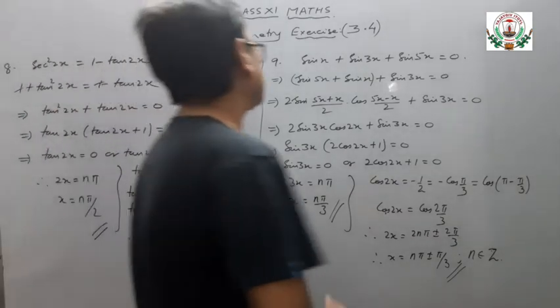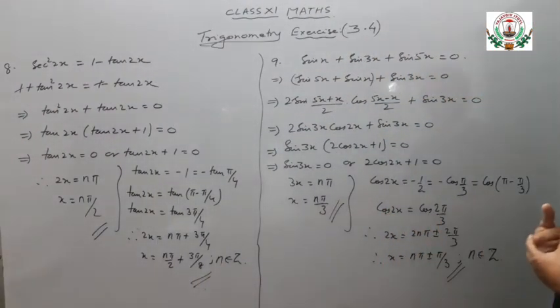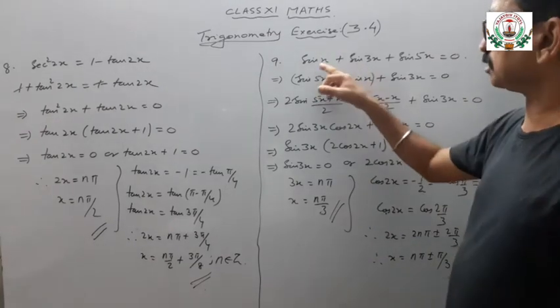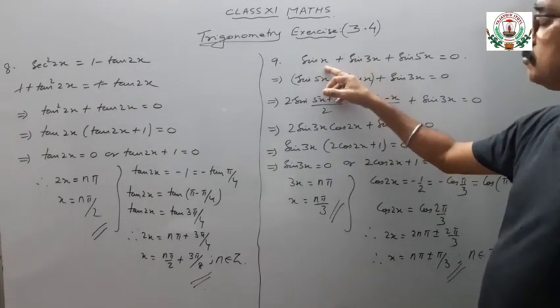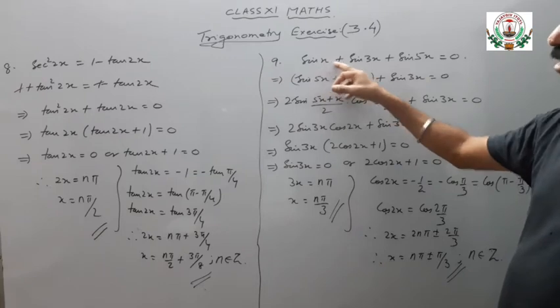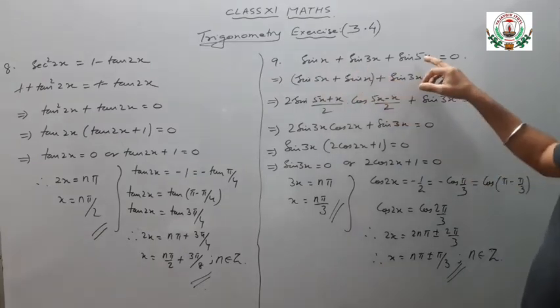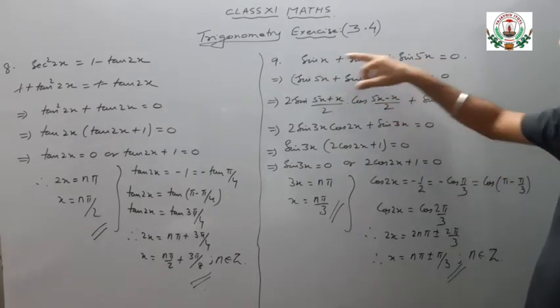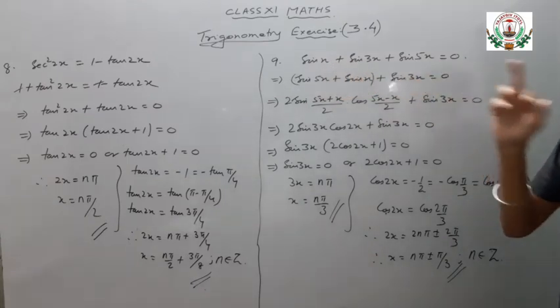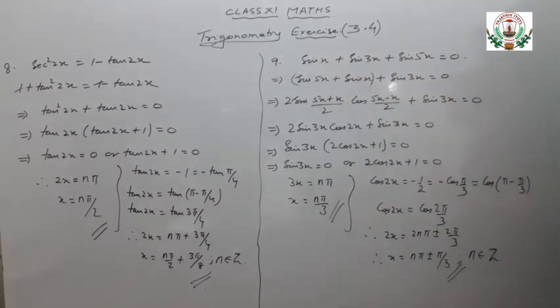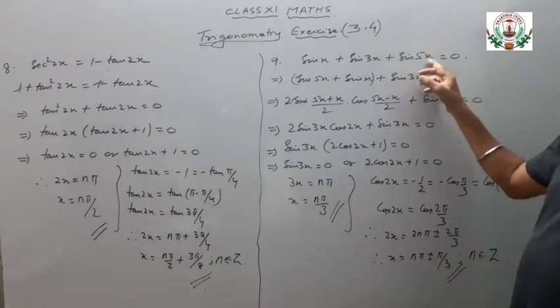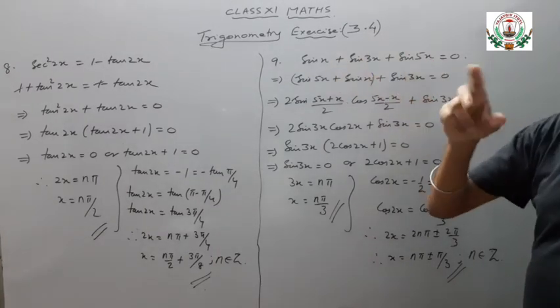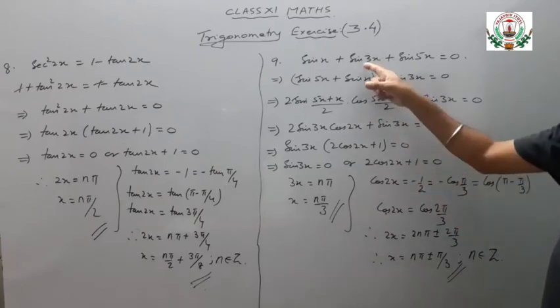Now comes the ninth question, sin x plus sin 3x plus sin 5x equal to 0. Now here we have to think about the combination. If we take these two in combination, we get sin 2x after applying the formula. But if we take the combination of sin 5x plus sin x, as sin a plus sin b is 2 sin (a plus b) by 2 cos (a minus b) by 2. So a plus b means 5x plus x, 6x upon 2, 3x. So we have sin 3x.